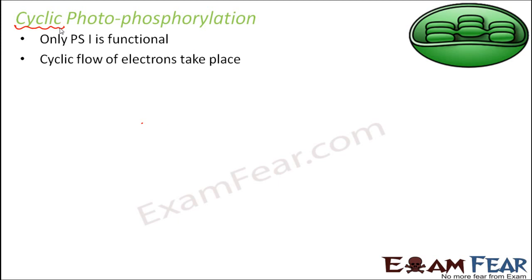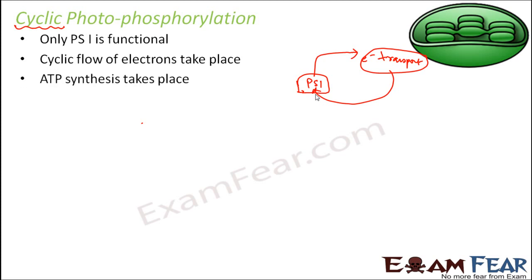So here cyclic flow of electrons takes place. The flow of electrons starts from PS1 and comes back to PS1. Let us suppose this is PS1. The electrons get excited from PS1, pass through the electron transport chain, and then come back to PS1. That is why it is known as cyclic photophosphorylation.